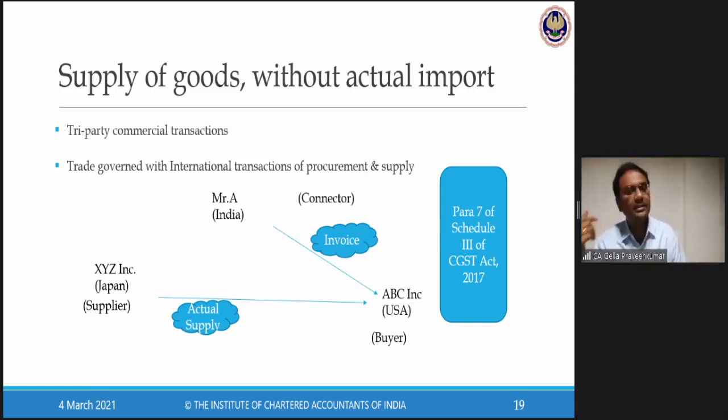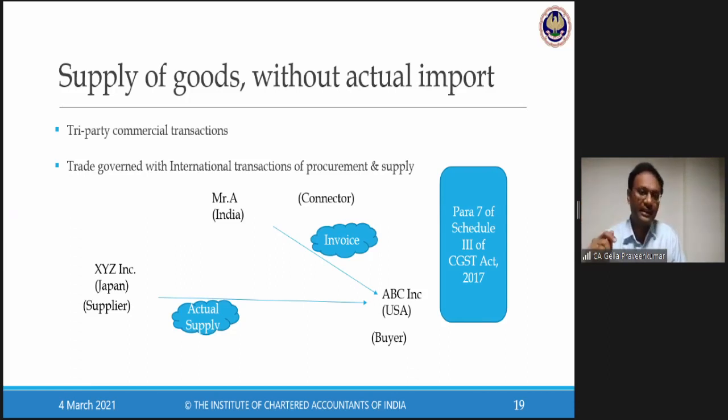Now, why should I tax this gentleman A? A should not be taxed in India under GST, under indirect taxation. A need not report that as an export of goods nor export of services. A cannot say that it is an import of goods nor import of services.